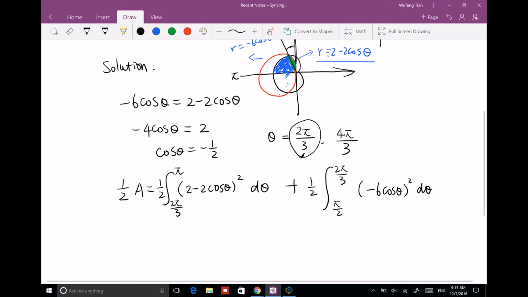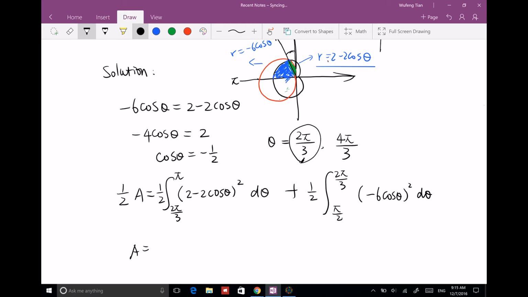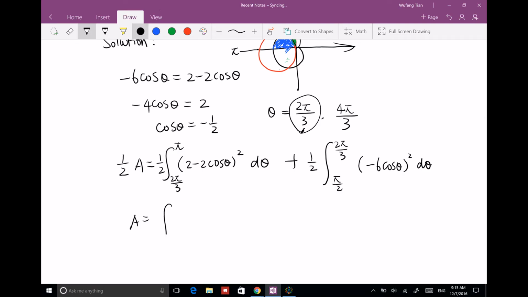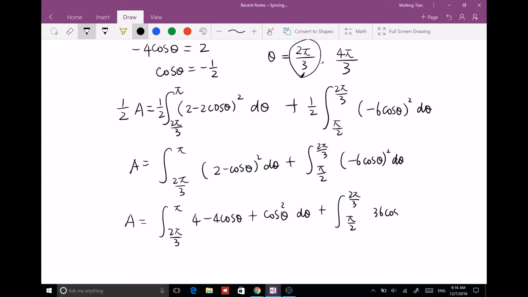Now we can have A equals one half, because this is half of A, so for the whole A you divide everything by half, so the half is canceled. So it's the integral from 2π/3 to π of (2 minus 2 cosine theta) squared d theta, plus the integral from π/2 to 2π/3 of 36 cosine theta squared d theta. So now we find this one: 2 squared is 4, minus 8 cosine theta, plus 4 cosine theta squared.